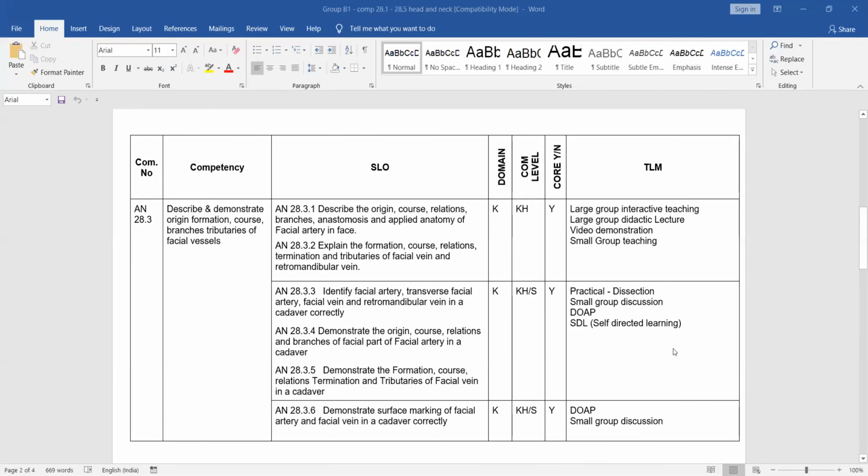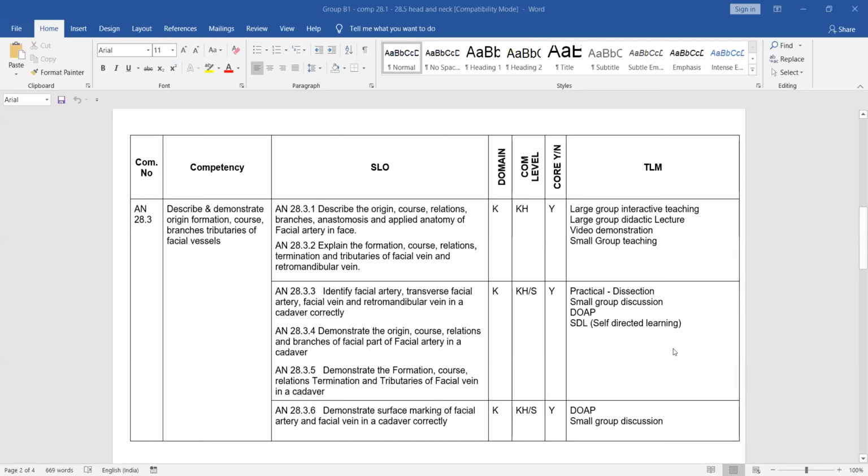Ma'am, in the first SLO, describe the origin. It has mentioned in face, no? Is it right to include the word in face? Will it be appropriate? Describe the origin, course, relations in face. Why? Because the competency is describe and demonstrate origin, formation, course of facial vessels. Yes, not mentioned in the face, right? Yes, that is what. Actually, the topic is face and parotid region, so only we have put as facial artery in face. The topic is face and parotid region. Yes, ma'am.